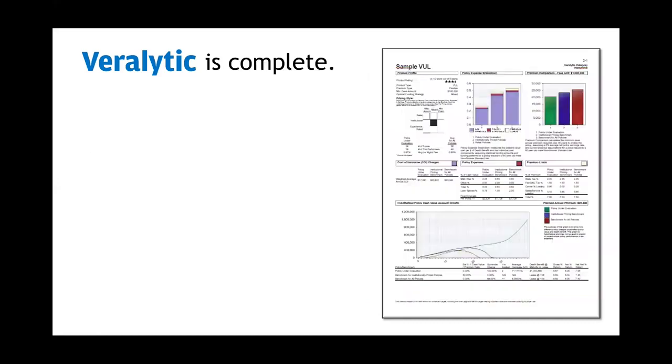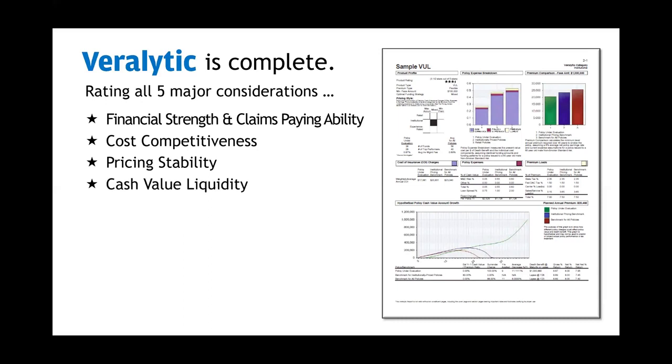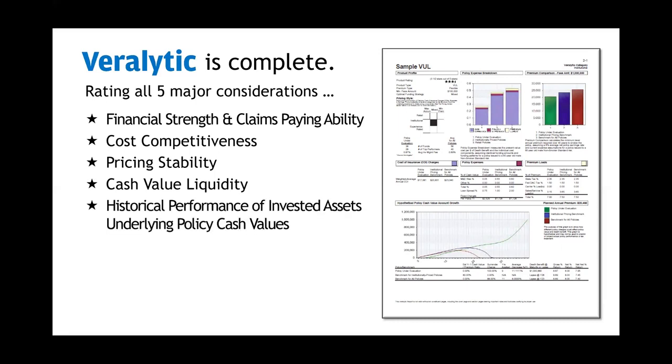Veralytic goes well beyond comparing quotes for some limited number of products, instead measuring all 5 major considerations for the purchase or retention of any policy and rating each product based on the insurer's financial strength and claims paying ability, the competitiveness of internal policy charges, the stability or reliability of illustrated expectations, the access to or restrictions on policy account values, and actual historical performance of invested assets underlying policy cash values.